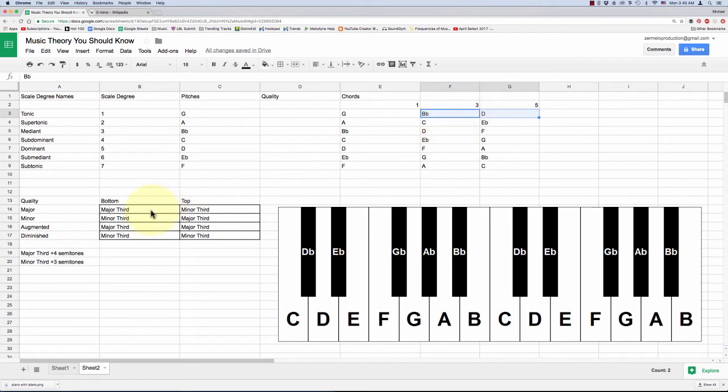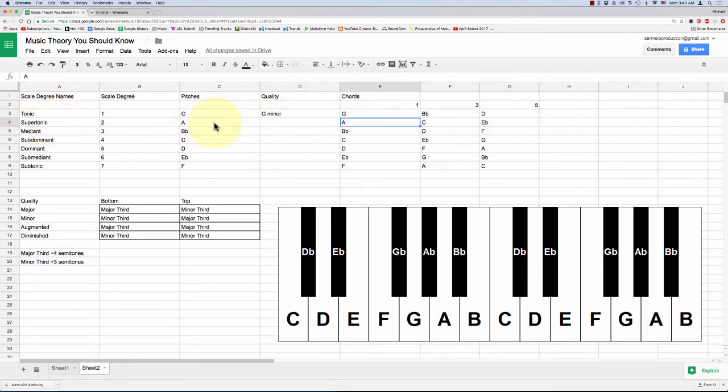Let's come over to our table. We have a minor third on the bottom, a major third on top. So that's going to be a minor chord, and that's why this is a G minor. It's because of the type of third interval that's in this stacking of thirds. All right. What about the supertonic?